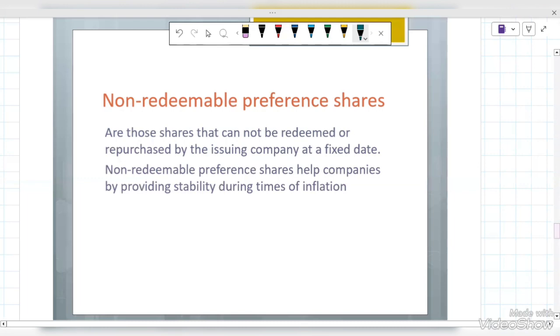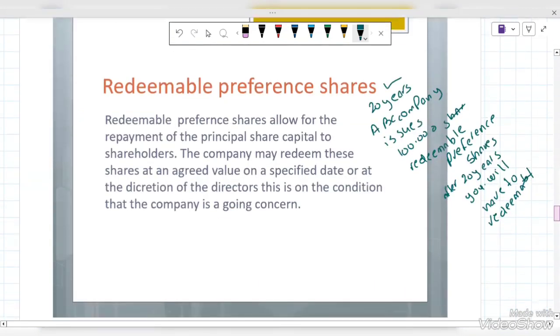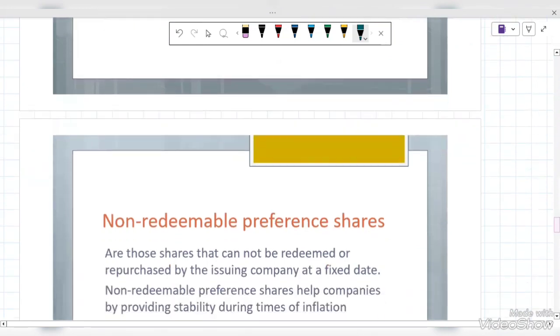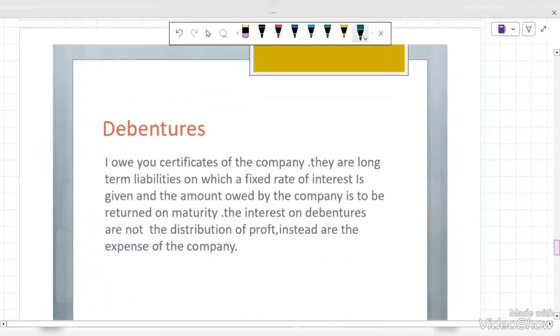Okay, so the non-redeemable preference share is vice versa of the redeemable preference share, that you cannot redeem your preference share after a certain time limit. Okay. So the next one is debentures.